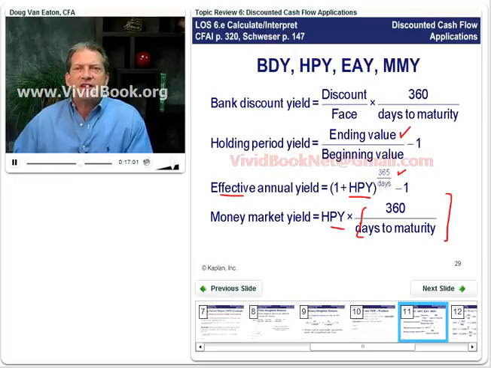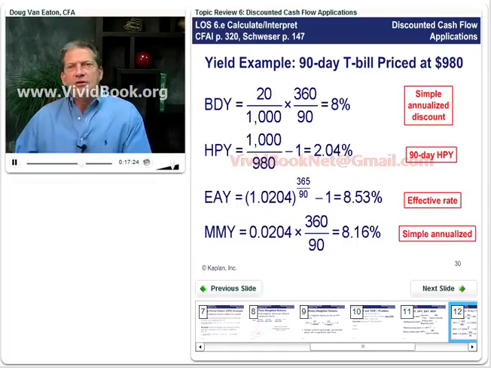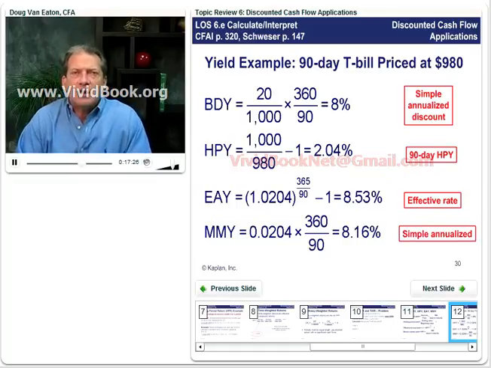Note that that's the same thing we did with the discount, but notice the difference here. With the bank discount yield, we annualized a discount from face value. With the money market yield, we annualized the holding period yield, which is going to be higher than the discount amount. And we'll see that in our calculations here. So here's our example of these calculations.